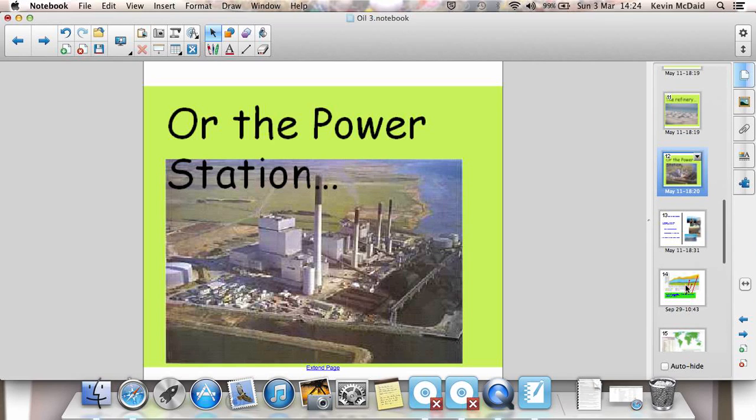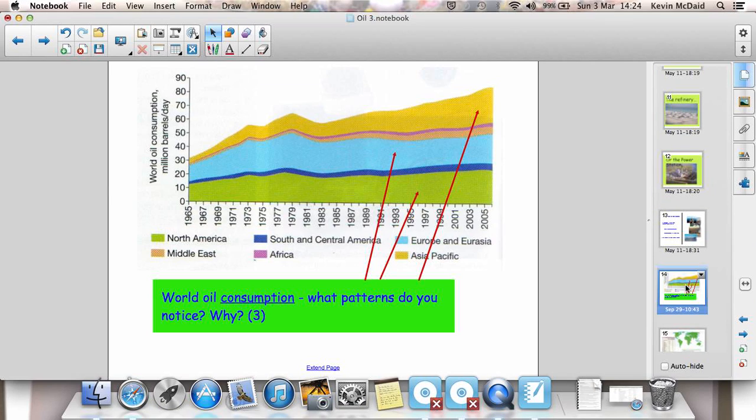Now, in terms of oil usage over the last 30 or 40 years, this graph here highlights the key points. As you can see, North America has always, over the last 40 years, been a very high user of oil, as has this light blue section here, Europe and Eurasia. It has grown over the last 40 years, but even in 1965, Europe and North America were the biggest users.